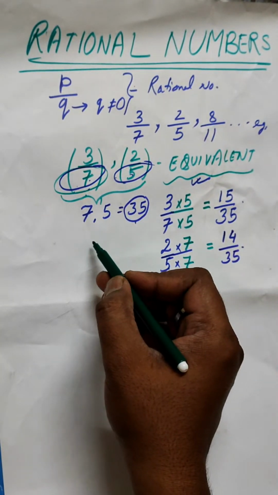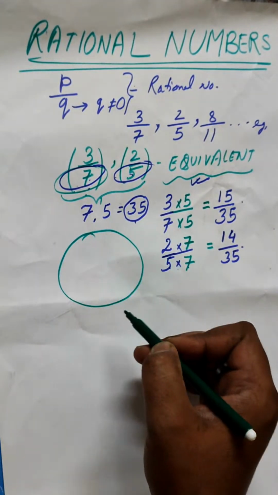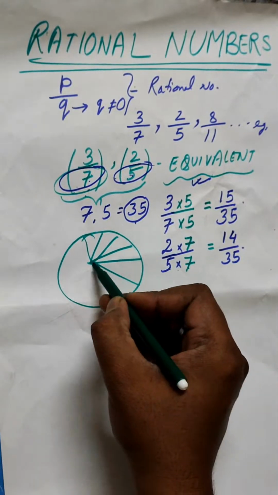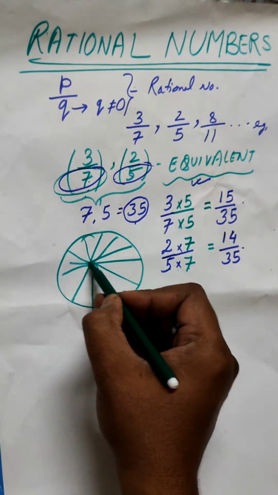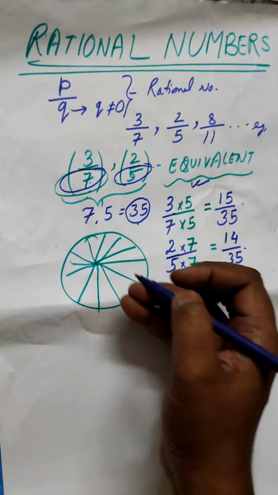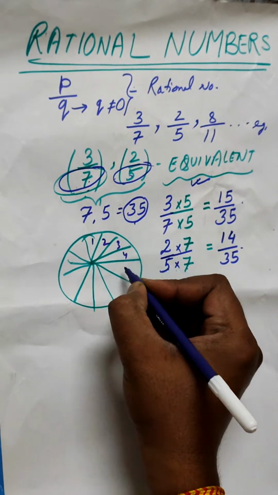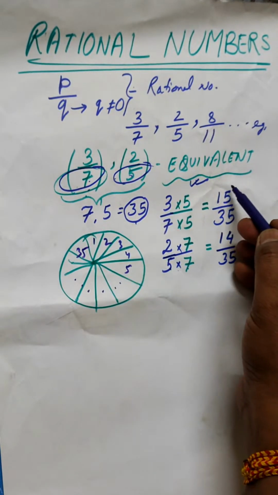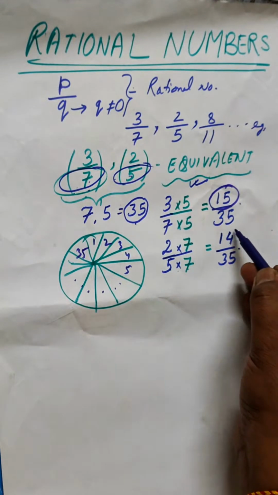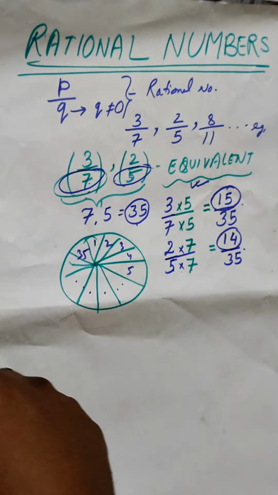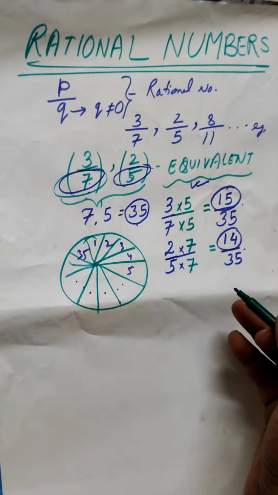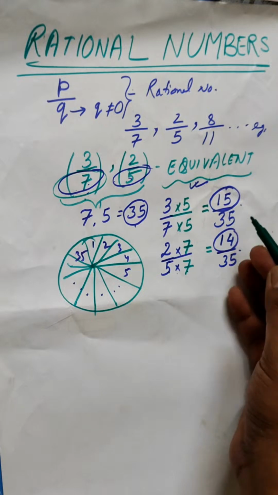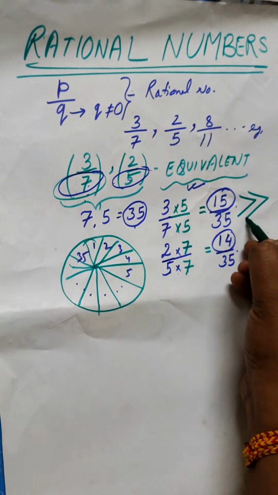Suppose you have a bread, or a circle, cut into 35 equal pieces. Let us assume it, 1 2 3 4 5, like that, till 35. Here you are taking 15 out of 35 and here you are taking 14 out of 35. Which one is greater, tell me? Definitely 15 pieces out of 35 is greater. So this is always greater, right?